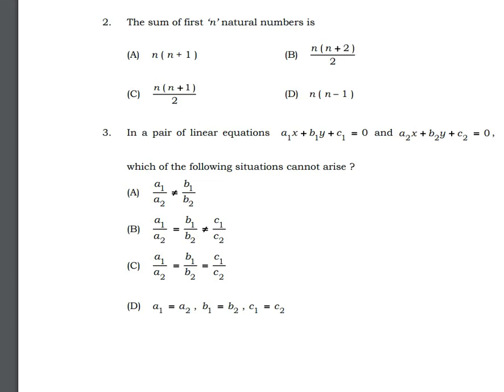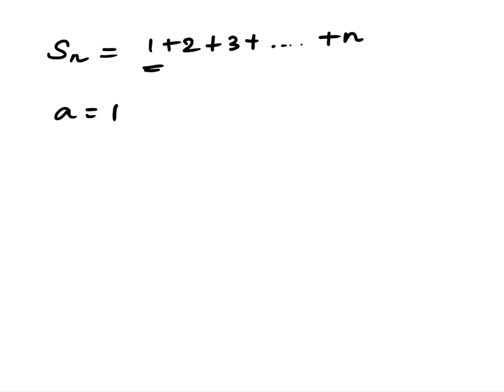The next question: the sum of first n natural numbers is, the options are n into n plus 1, n into n plus 2 by 2, n into n plus 1 by 2, n into n minus 1. So if we look here, I can write Sn is equal to 1 plus 2 plus 3 up to n, and here my first term is 1, so a is equal to 1, and the common difference between these numbers is again 1, and the n value is n itself.